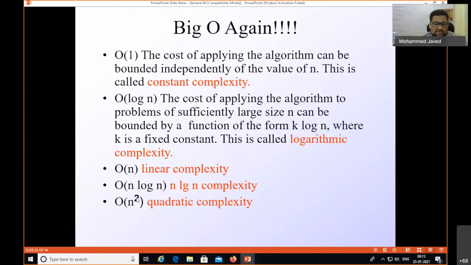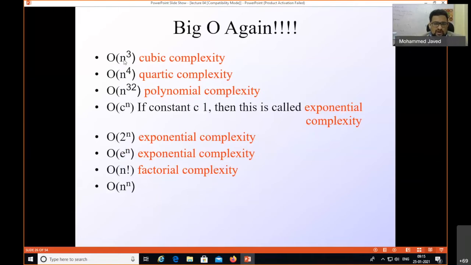So this is a logarithmic complexity, this is a constant complexity, this is a linear complexity, this is n log n complexity, this is quadratic complexity, this is a cubic complexity, this is quartic complexity, this is polynomial complexity. c power n is an exponential complexity, 2 power n is exponential complexity, e power n is exponential complexity, n factorial is a factorial complexity. We avoid this type of complexity.